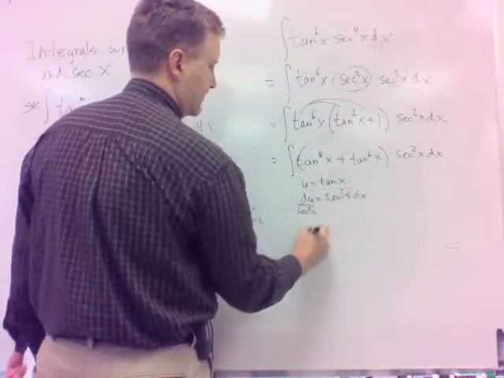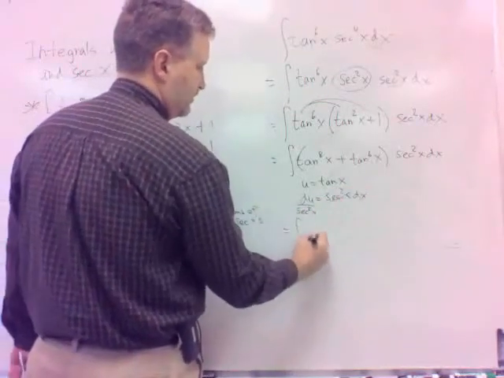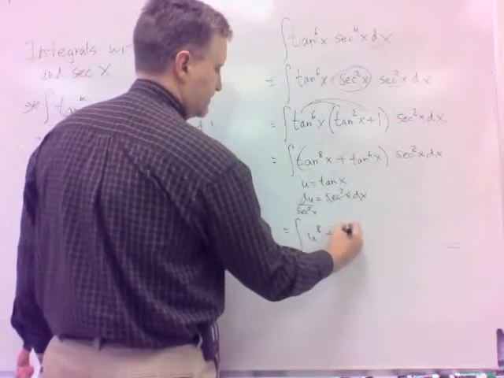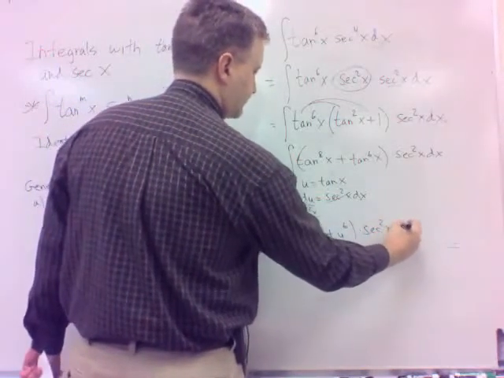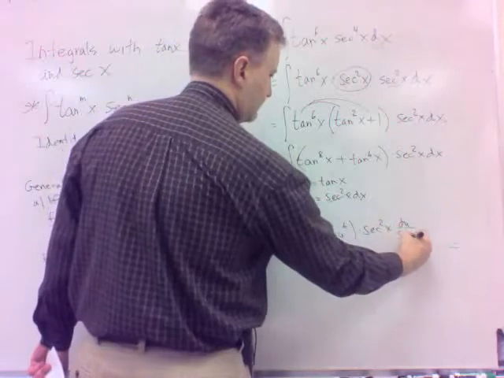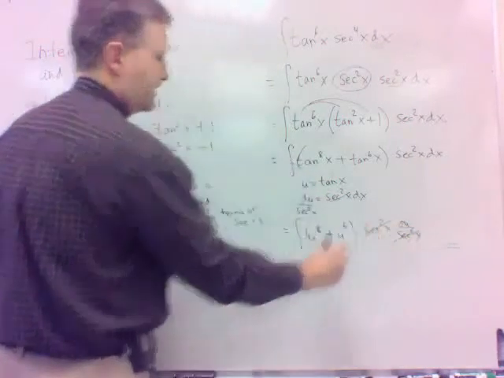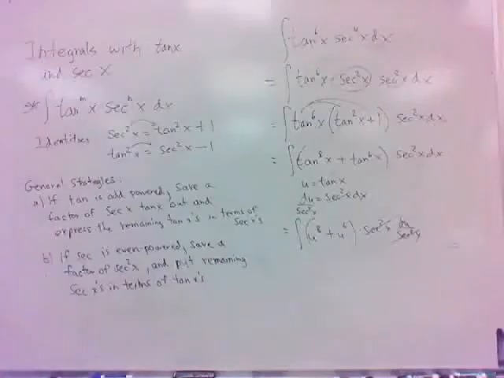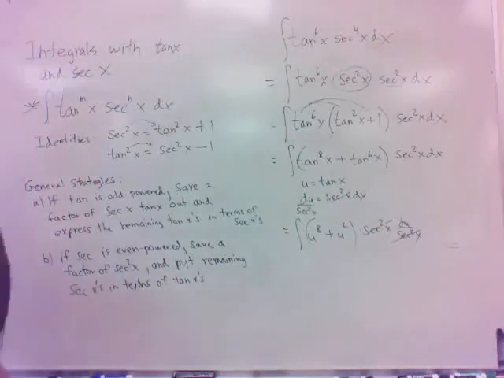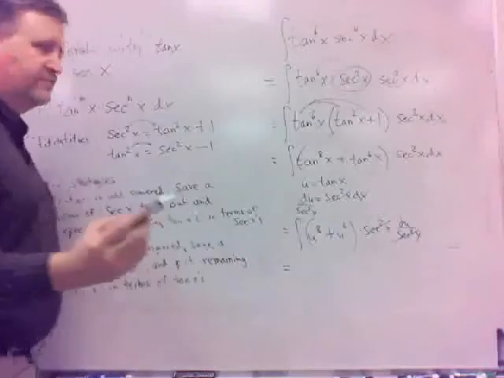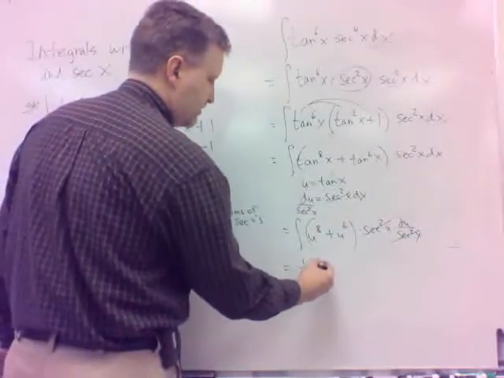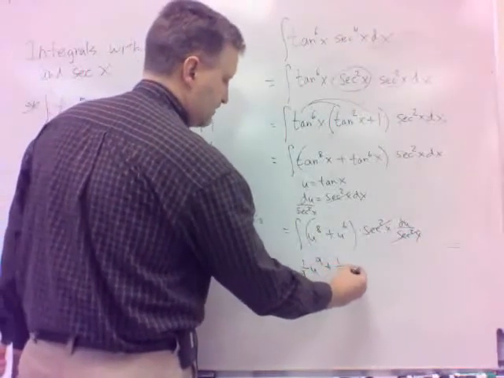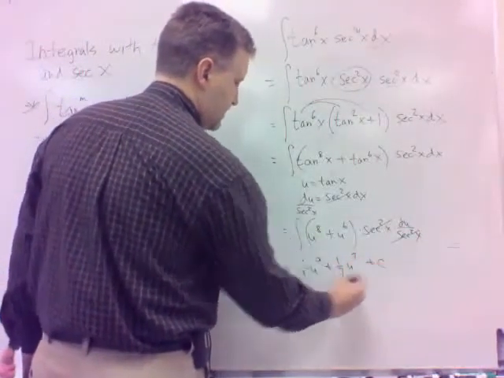Because the secant squares are going to cancel. So we have the integral of u to the 8th plus u to the 6th times secant squared du over secant squared. Secant squareds cancel. And so we just have u to the 8th plus u to the 6th. All I've got to do is integrate. With me? So that's 1/9 u to the 9th plus 1/7 u to the 7th, antiderivative, plus c.